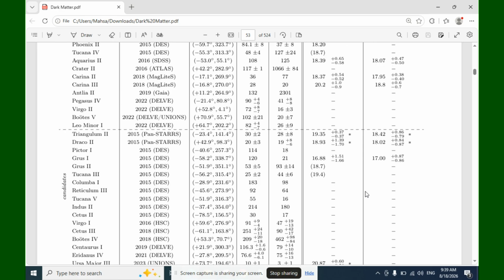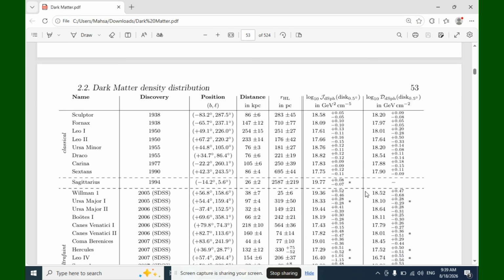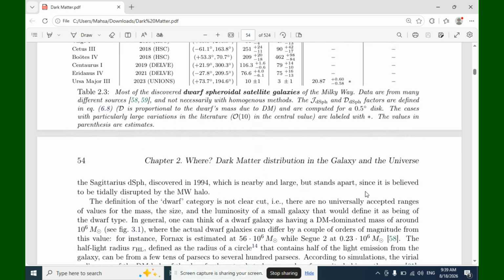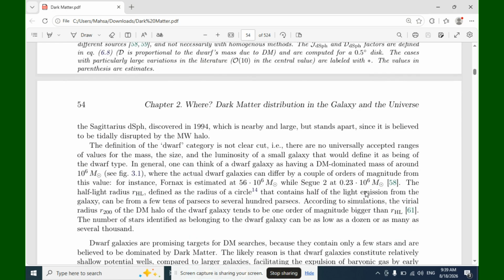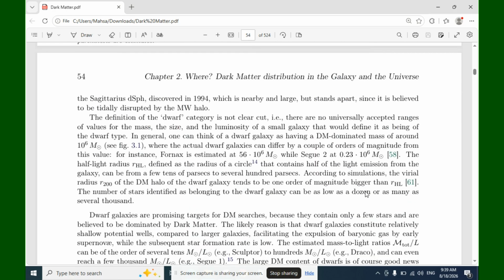So you see that we have a lot of dwarf galaxies, at least in the Milky Way. So the definition of the dwarf category is not clear-cut. For example, there are no universally accepted ranges of values of the mass, size, and luminosity of a small galaxy that would define it as being of the dwarf type.